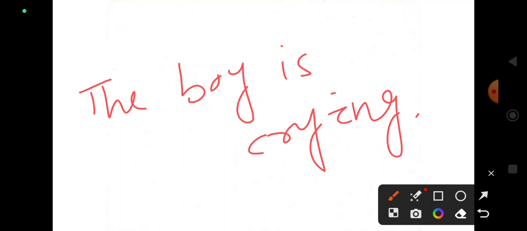Yes, see, in this slide I will tell you. First I am giving you one example. Through that example you can understand what the requirement in Sanskrit is. Suppose this is the example: The boy is crying. Okay, so this is a sentence. So first we should understand what a sentence is.